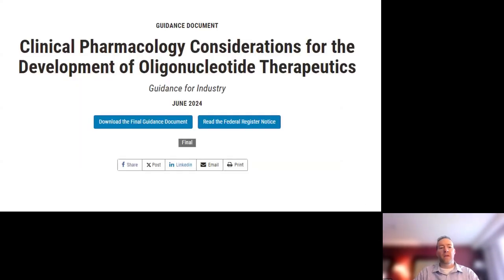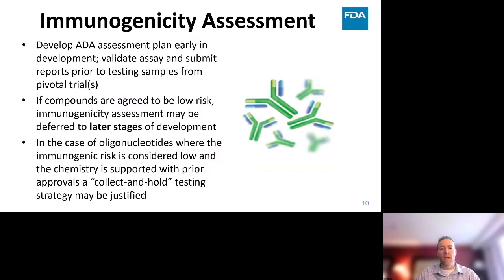As part of this, the FDA issued the finalized clinical pharmacology considerations for the development of oligonucleotide therapeutics. Immunogenicity assessment was a key factor in this guidance. The FDA, along with OSWG, recognizes that it's very important for sponsors to develop an anti-drug antibody assessment prior to submitting their testing samples from their pivotal studies. It's very important that sponsors validate the assay and submit these reports to the FDA.